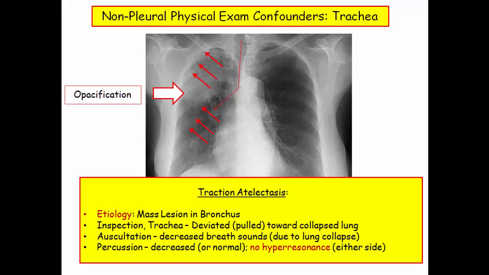And the final complication of lung cancer for this presentation is traction atelectasis. A mass in the main stem bronchus causes obstruction with atelectasis and lung collapse. This is not a pneumothorax. The collapsed segments literally pull the trachea to the affected side. This was discussed in the pleural disorder section and should only serve as a reminder.